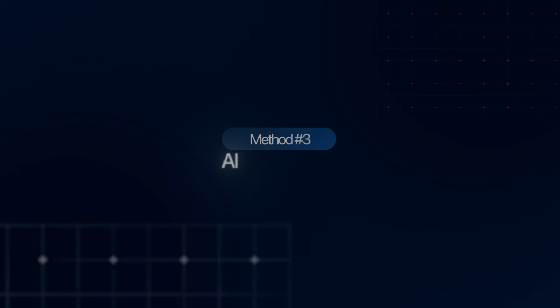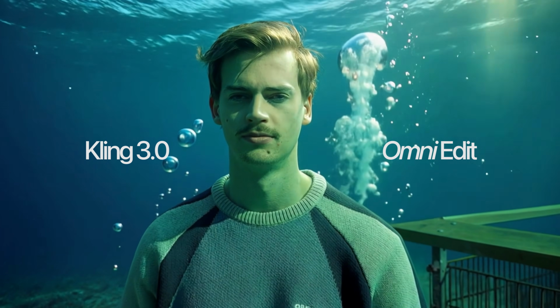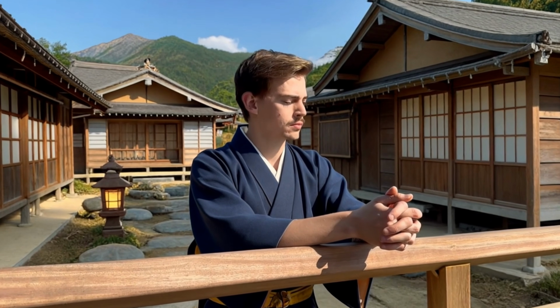Method number 3 is AI video editing, and here we're using Kling Omni Edit. And this is quite exciting because with this method, what you can do is you can change the weather, you can add in VFX elements, or you can even change the entire location.